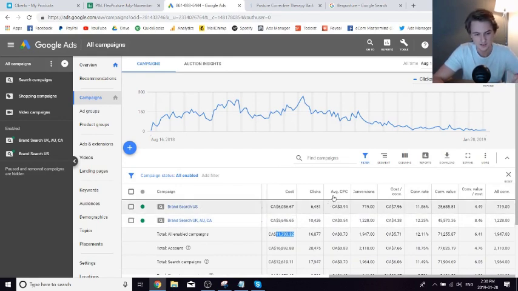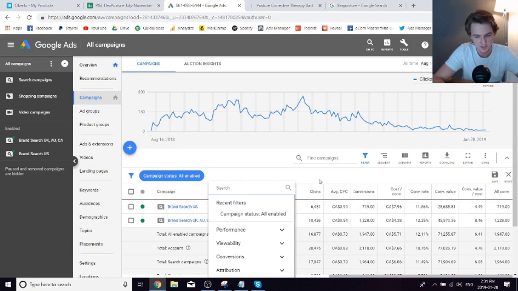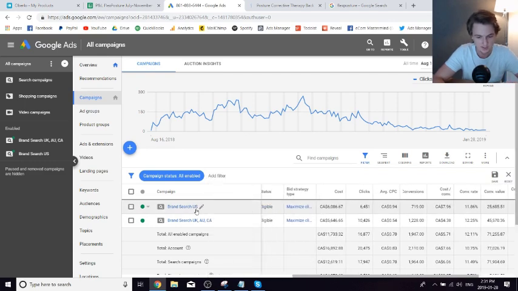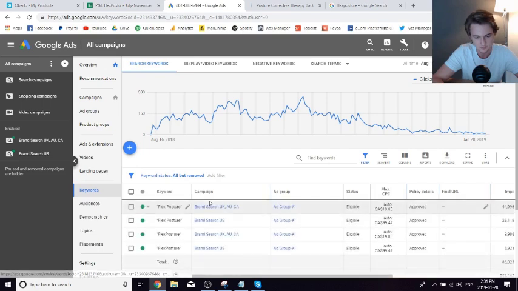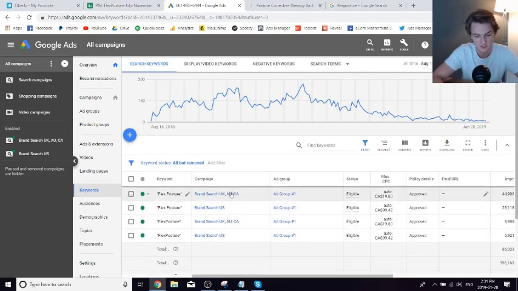Now, how do you set this up? The way I've got it set up is I have 2 campaigns, one for the US and one for the UK, Australia, and Canada, the 4 main countries that I was scaling to. It's really simple. All I'm doing is targeting 2 keywords for each campaign. If you go to the keywords, these are the keywords I'm targeting for each campaign: flex posture with a space and flexposture with no space.